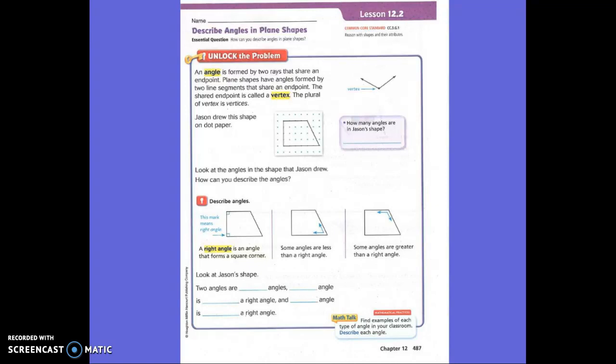An angle is formed by two rays that share an endpoint. Plane shapes have angles formed by two line segments that share an endpoint. The shared endpoint is called a vertex. The plural of vertex is vertices. Okay, and it says Jason drew this shape on dot paper.